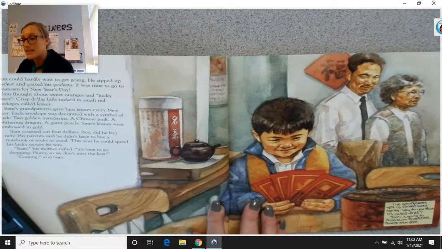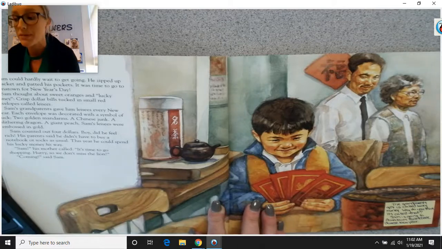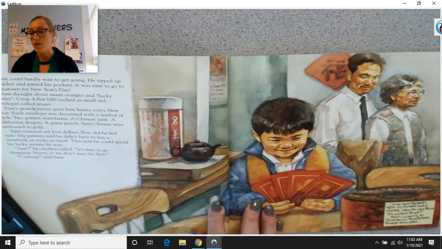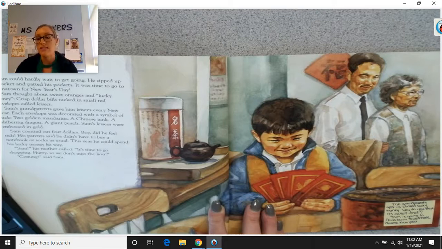Sam could hardly wait to get going. He zipped up his jacket and patted his pockets. It was time to go to Chinatown for New Year's Day. Sam thought about sweet oranges and lucky money, which was crisp dollar bills tucked in small red envelopes called leisees. Sam's grandparents give him leisees every New Year. Each envelope was decorated with a symbol of luck: two golden mandarins, a Chinese junk, a slithering dragon, a giant peach. Sam's leisees were embossed in gold.